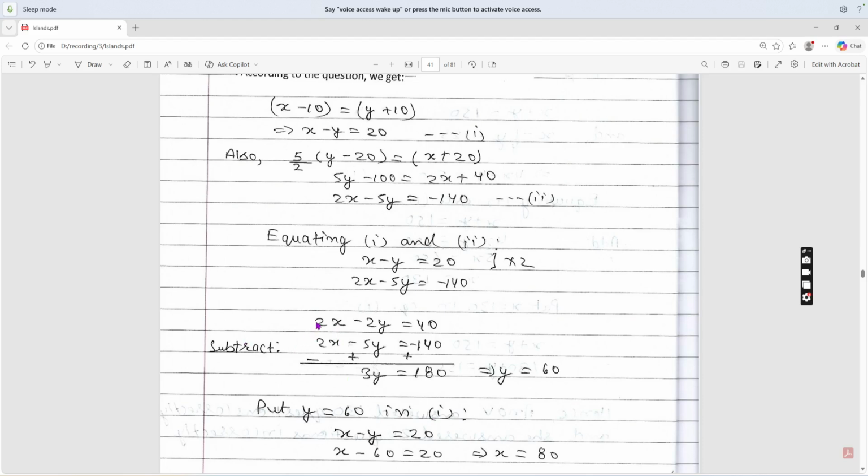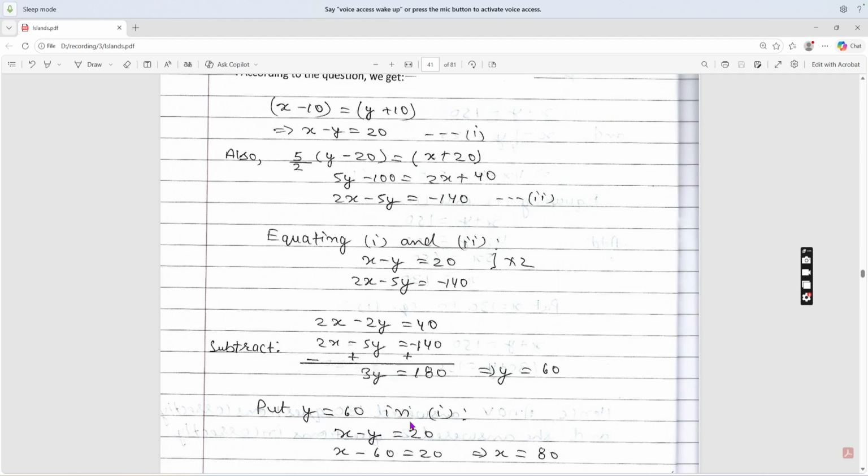Now the coefficient of x is same, so we are going to subtract these two. Plus become minus, so plus 2 minus 2 is 0. Minus become plus, so minus 2 plus 5 is equal to plus 3y. Minus become plus, so 40 plus 140 is equal to plus 180. So y is equal to 180 upon 3, that is 60.